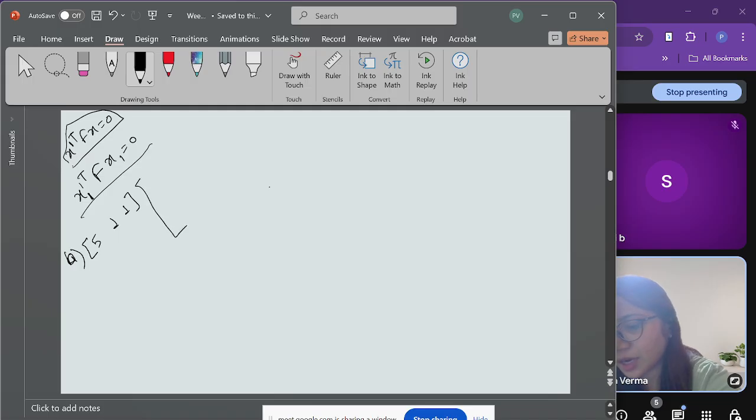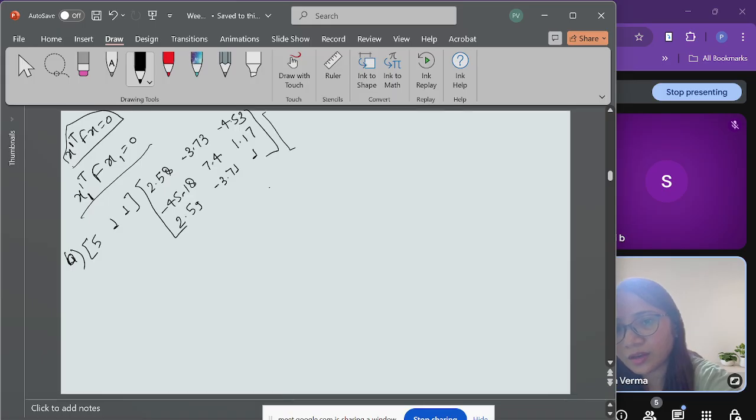Now the fundamental matrix in option B is given as, I'm just writing it: 2.58, minus 3.73, minus 4.53, minus 45.18, 7.4, 1.17, here 2.59, minus 3.71 and 1. And for this one we already know that it should equal 0.